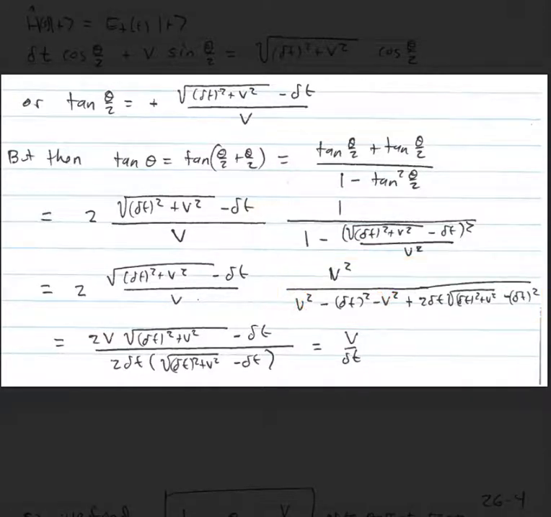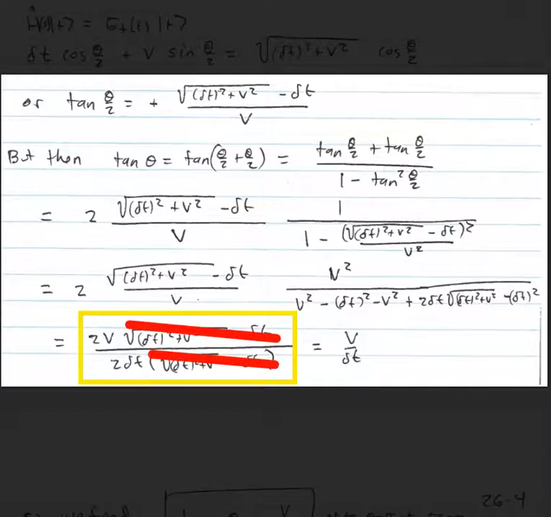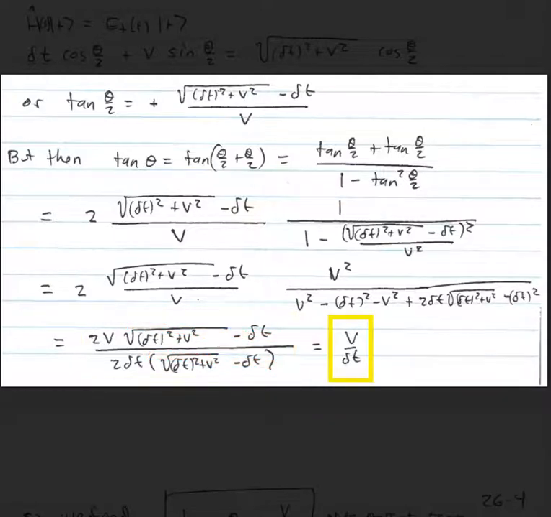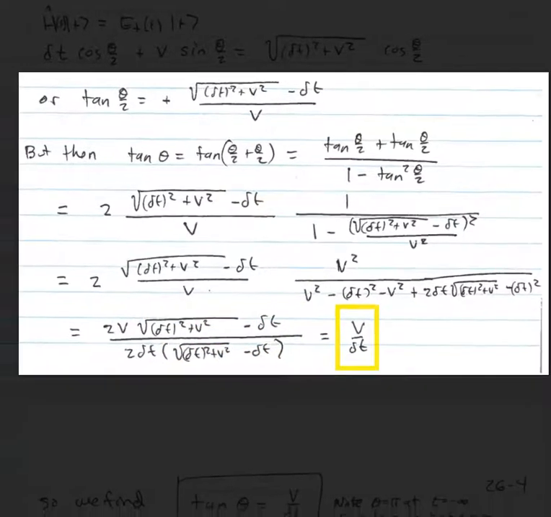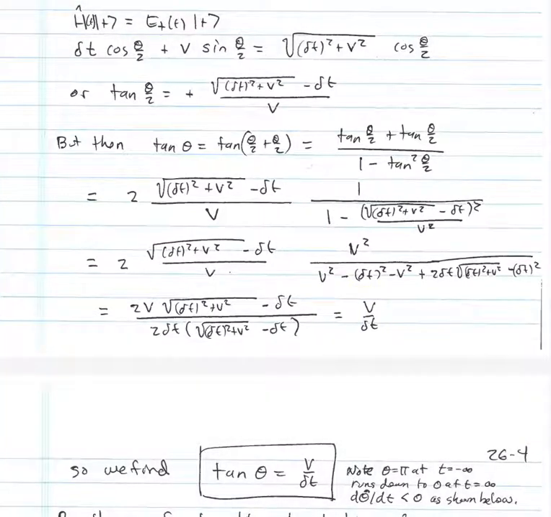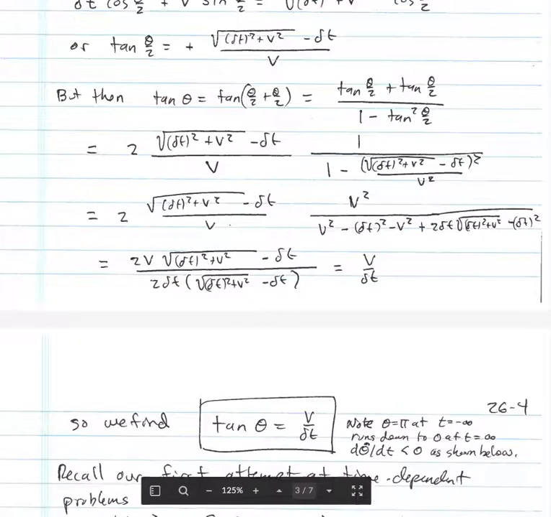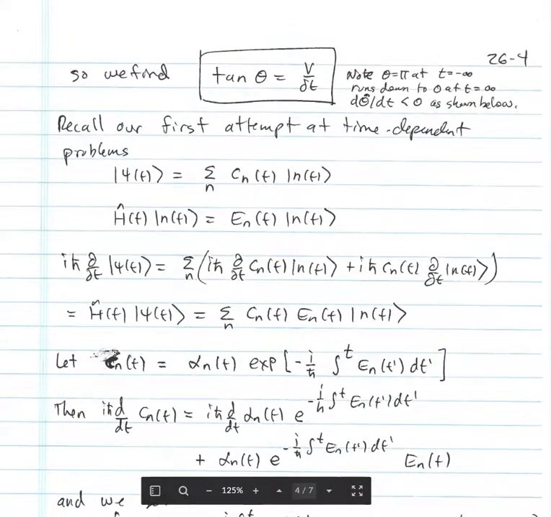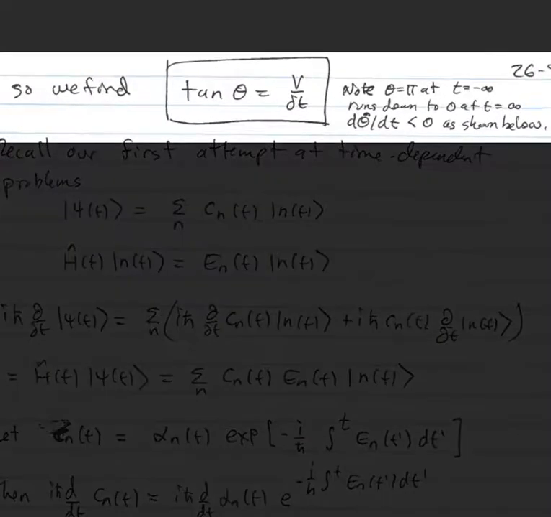You see I can factor a 2 delta t out of that, and I'll get the square root of minus delta t. And you see that's exactly the same factor as I have in the numerator. So those two terms are going to cancel, and I'm left with this nice simple form, v over delta t. So tangent of theta ends up being a very simple formula, even though tangent theta over 2 is a pretty complicated formula. Okay, so we've now learned that the angle satisfies tangent theta equals v over delta t.